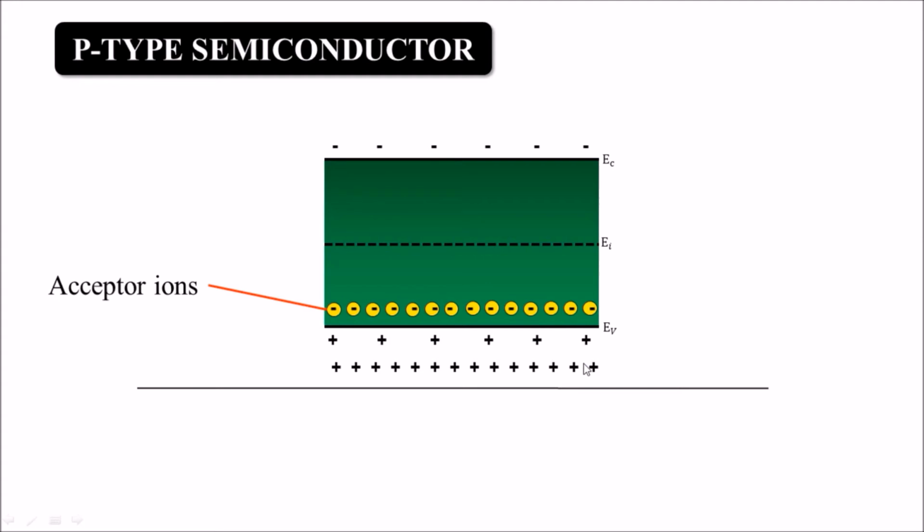And the Fermi level of this doped p-type semiconductor: earlier, in an intrinsic semiconductor, the Fermi level was in the middle of the forbidden energy gap, but now the Fermi level will shift and come nearer to EV. This is the Fermi level of the doped p-type semiconductor. Here holes will be more in number, that's why they are called majority charge carriers, and electrons will be less in number, so they are called minority charge carriers.